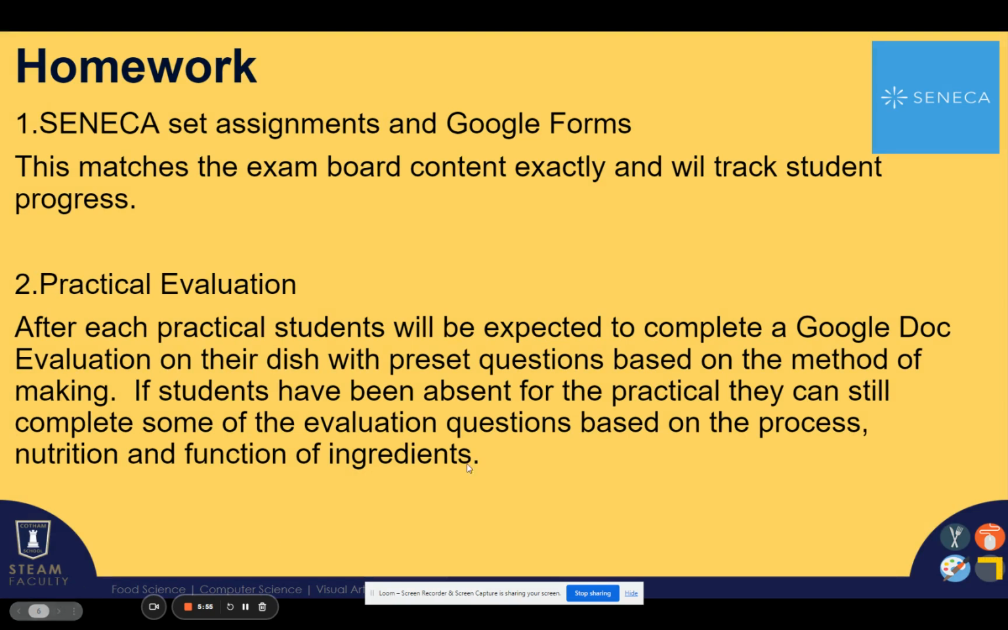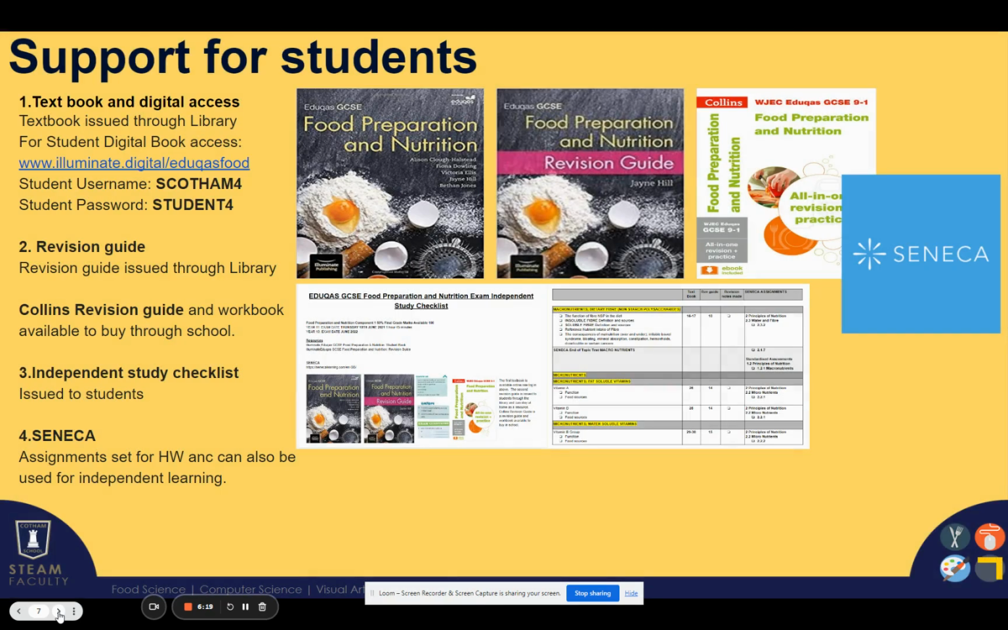Homework will be set by Seneca and Google Forms that we've created ourselves, and we aim to match the exam board specification and will track student progress. We will also conduct practical evaluations where students will complete a review of their dish, and this will replicate some of the questions that are covered in the evaluation of the second assessment, which is 35% of the final mark. So the homework is preparation for the assessments in Year 11.